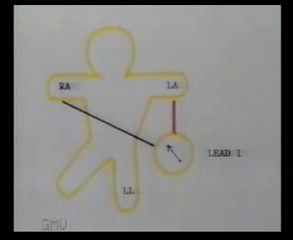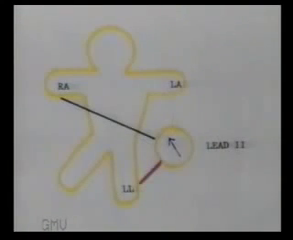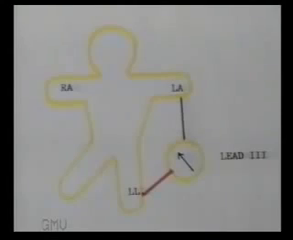Leads 1, 2 and 3 are bipolar leads, and they record the electric potential difference between 2 extremities at a time. Lead 1, as you can see, records the potential difference between left arm and right arm. Lead 2 records the potential difference between left leg and right arm. And lead 3 records the potential difference between left leg and left arm.